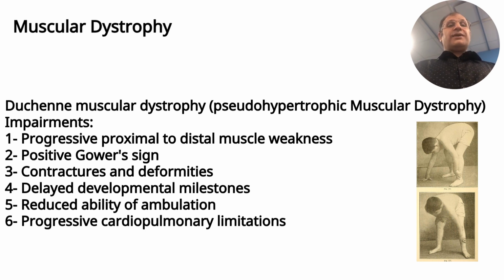3. Contractures and deformities develop because of muscle imbalances, particularly in the heel cords and tensor fascia lata, along with lumbar lordosis and kyphoscoliosis. 4. Developmental milestones may be delayed. 5. The ability to ambulate will eventually be lost, necessitating the use of a wheelchair. 6. Progressive cardiopulmonary limitations occur over time.